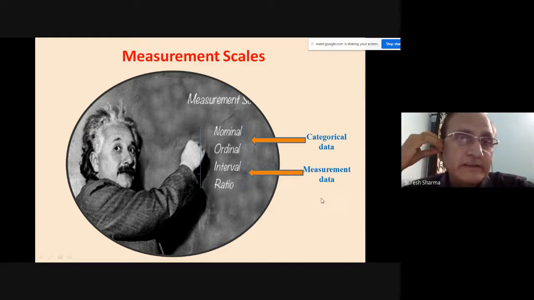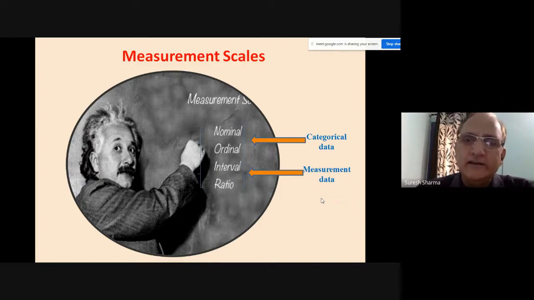Why am I discussing these scales? Because in many software packages, even in R, SPSS, MATLAB, Minitab, Stat Graphics, you need to specify whether your data is categorical data, and if it is categorical, which type of scale it belongs to, nominal or ordinal. And if it is measurable data, then which kind of scale it falls under, interval or ratio. So I'll give you a few examples to make it clear, and you will not face any difficulty in the analysis.